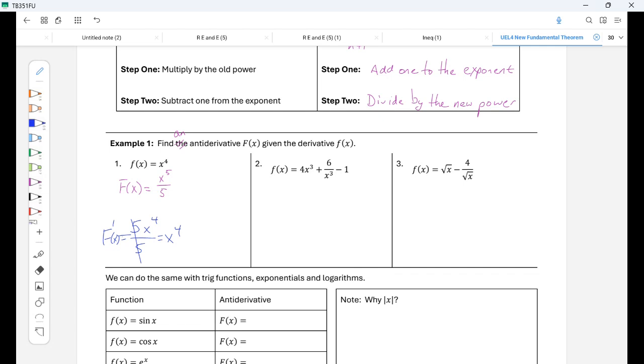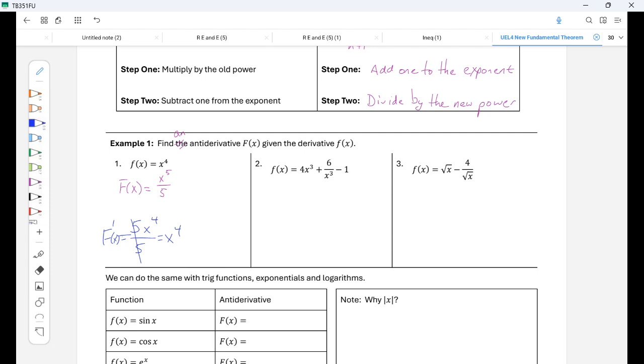So number 2, we've got a sum and difference here, and this works just like it does when we're taking derivatives. I can do it term by term because it's addition and subtraction. The things that work nice for derivatives work nice for integrals. Most things don't work nice, but addition and subtraction does.